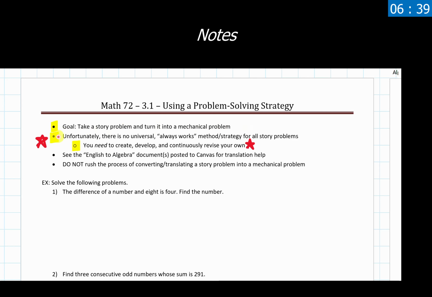Now, unfortunately, this is a big one, so I'm going to rip the band-aid off now. There is no universal, this-always-works method or strategy for all story problems. I am not aware of one that does exist, and if it did exist, all of the world's problems would be fixed. But fortunately, that isn't the case. So what we want to do is create, develop, and continuously revise our own strategy or strategies that will come up.